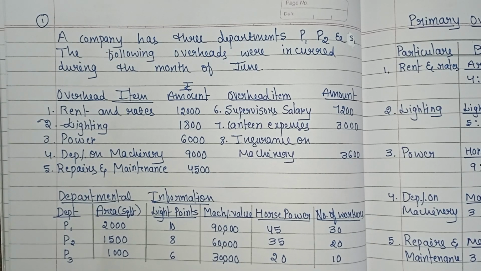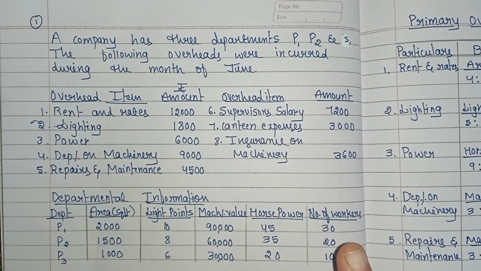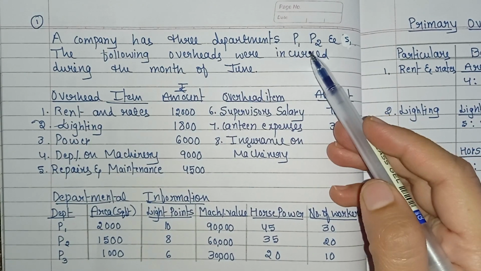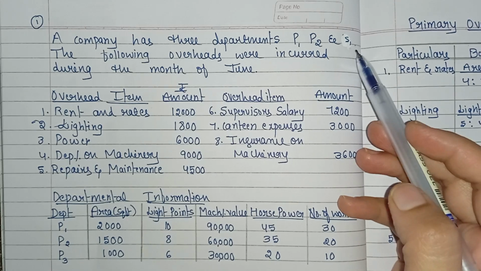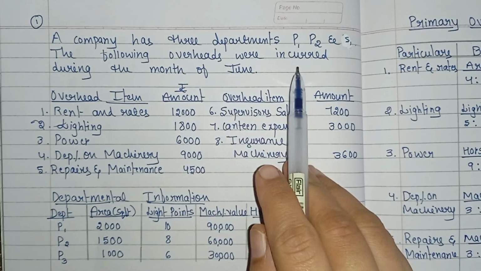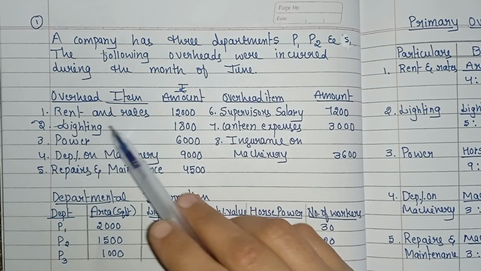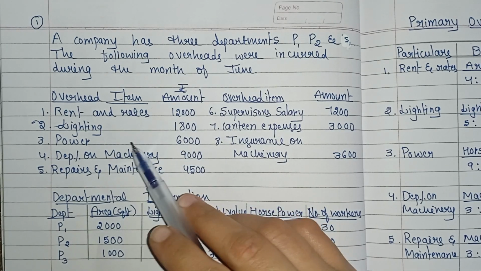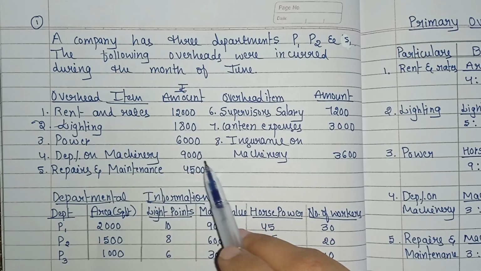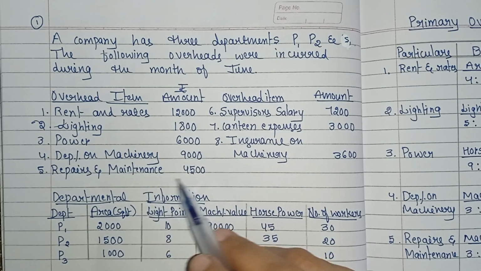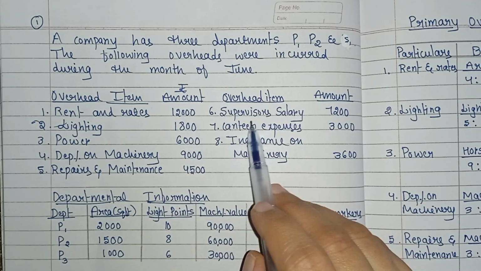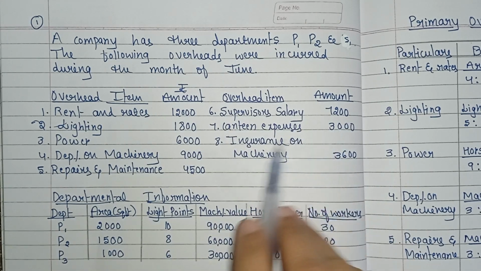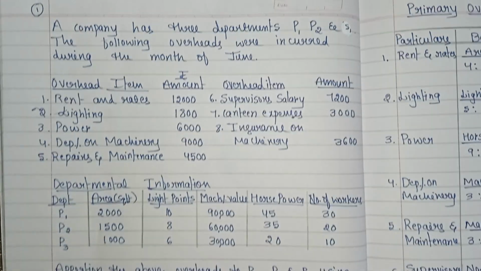See the problem. A company has three departments, P1, P2 and S1. Means P1 and P2 are production departments and S1 is the service department. The following overheads were incurred during the month of June. Rent and rates 12,000, lighting 1,800, power 6,000, depreciation on machinery 9,000, repairs and maintenance 4,500, supervisor salary 7,200, canteen expenses 3,000 and insurance on machinery 3,600.